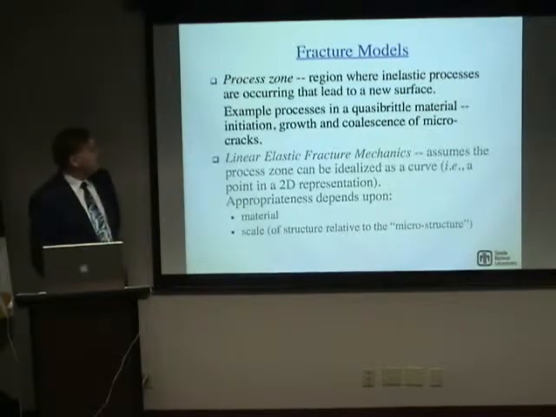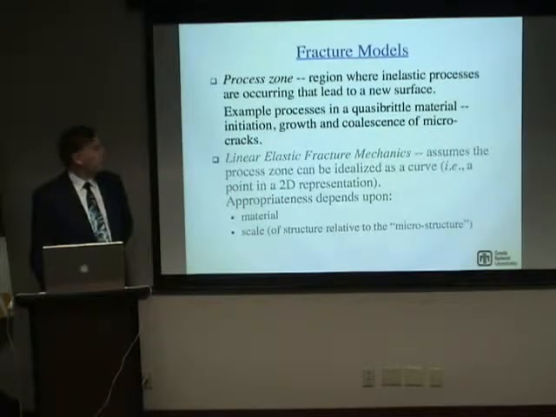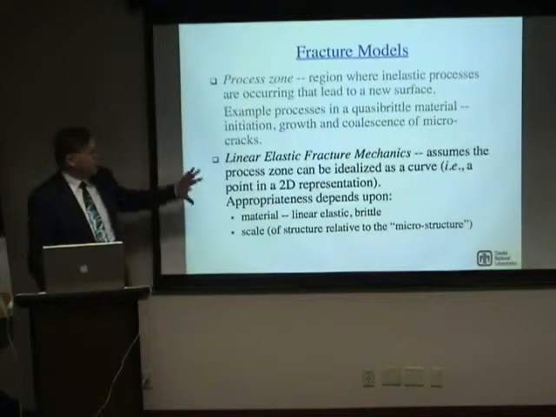So first of all, I want to introduce the idea of a process zone. This is a region where inelastic processes are occurring that lead to a new surface. Now, in particular, we could talk about, for example, concrete, a quasi-brittle type material where you have initiation, growth, and coalescence of microcracks. If you're talking about a metal, you might be talking about localized high regions of slip that lead to void growth and coalescence. So I'll focus more on the civil side today, and show examples that tie to concrete.